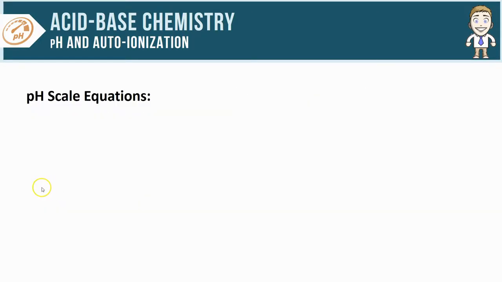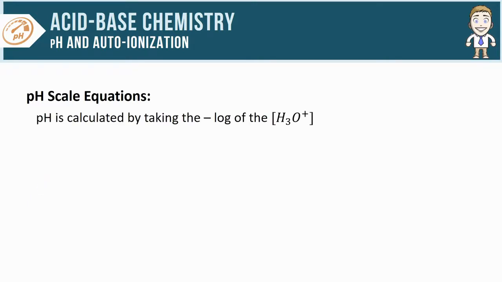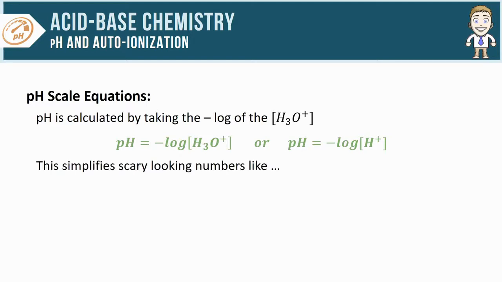Let's close the video by looking at pH and how to calculate it specifically. You're going to do that by simply taking the negative log of that H3O plus concentration. There's two ways to write the formula: negative log of H3O plus or negative log of H plus. Both are acceptable, but we're going to try to stick with the first one because it's a little more accurate. Why would you do this? No reason really, other than to simplify some otherwise scary looking numbers. It's also faster to tell whether the solution is acidic or basic.